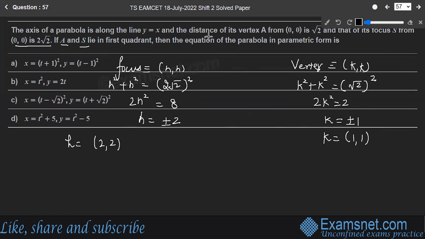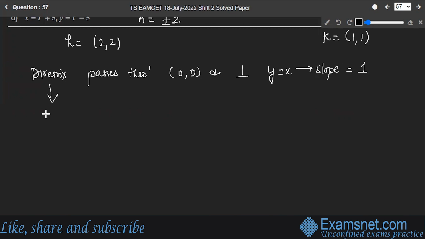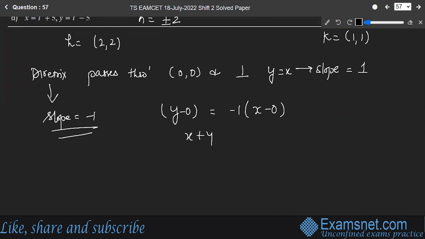Now, the directrix passes through the origin and is perpendicular to the line y is equal to x. What is the slope of this line? 1. So what is the slope of the directrix? Since they are perpendicular, the directrix will have slope minus 1, which gives y minus 0 is equal to minus 1 times x minus 0. That gives you x plus y is equal to 0.